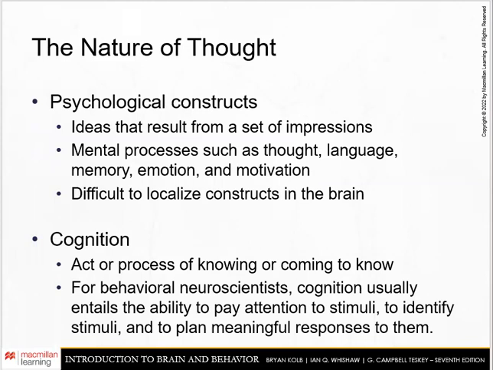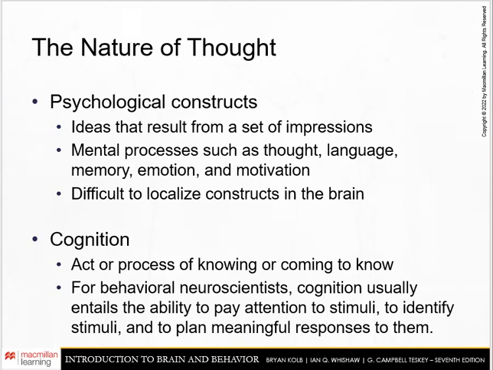Now, this is a lot about the psychological constructs. Psychological constructs, these are ideas that result from a set of impressions. They're mental processes such as thought, language, memory, emotion, and motivation. But these constructs are really difficult to localize in the brain. That is to say, there's not a specific brain region that is the region of language or the region of thought, the region of memory. It's not exactly like that. It's these distributed processes throughout the cortex, which is just showing the higher order nature of these constructs as well.